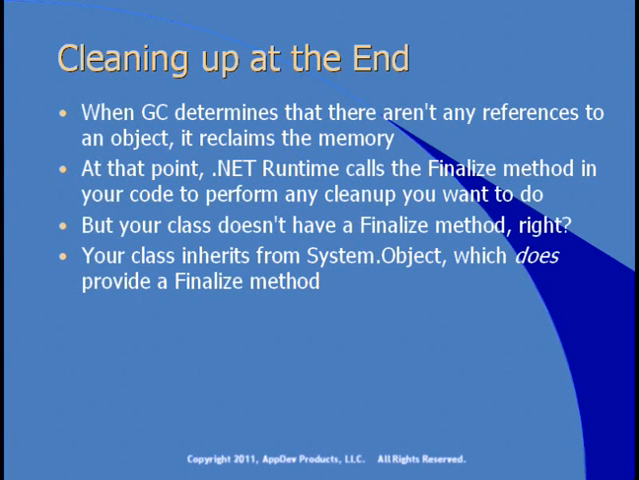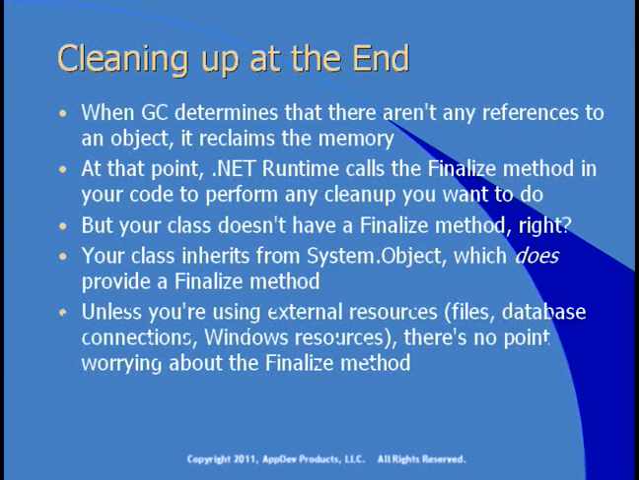Well, your class inherits from System.Object, which does provide a Finalize method. It's a protected method. Protected means that it isn't visible unless you inherit from Object. Well, wait, everybody inherits from Object. So this isn't a problem. Unless you're using external resources, however, like files, database connections, Windows resources, there's really no point worrying about this stuff.